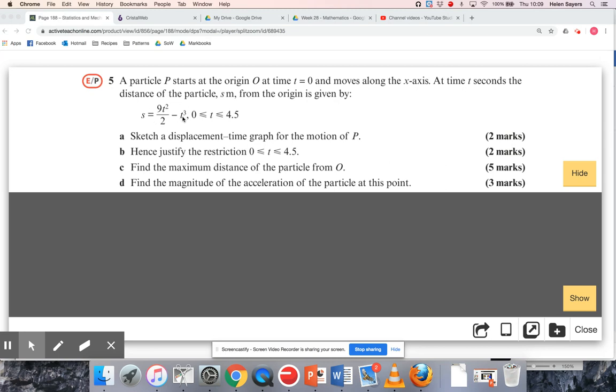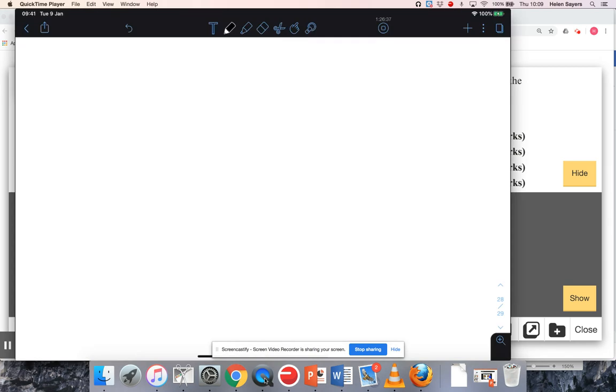So it's a cubic, a negative cubic. So they will only ask you to sketch ones that you should be familiar with from your core maths. So let's think about sketching that. So we're question 5, and S is 9 over 2 t squared minus t cubed.